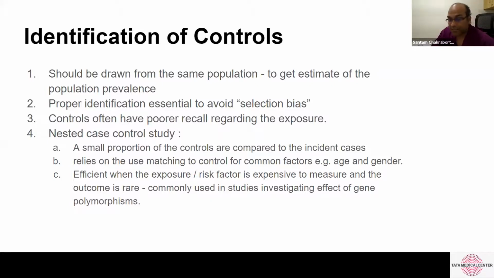So what is a nested case control study? A nested case control study is where a small proportion of controls are compared to the incident cases and uses matching to control for common factors like age and gender. Now, this is efficient when exposure or risk factor is expensive to measure. What does expensive to measure mean?